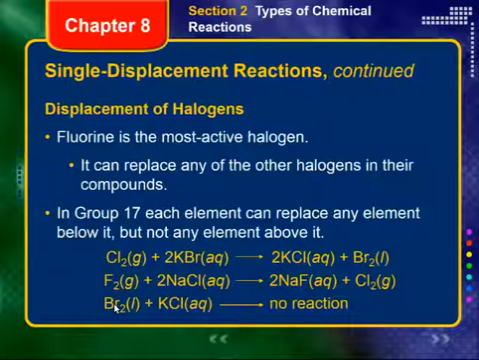But then when we look at bromine, if we mix some bromine with some potassium chloride, bromine is below chlorine on the periodic table, meaning it's less active, meaning it can't replace chlorine. And so there's simply no reaction. In that solution, we're going to continue to have bromine and potassium chloride.